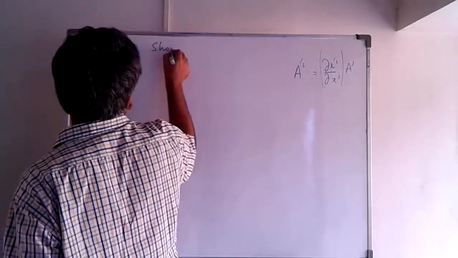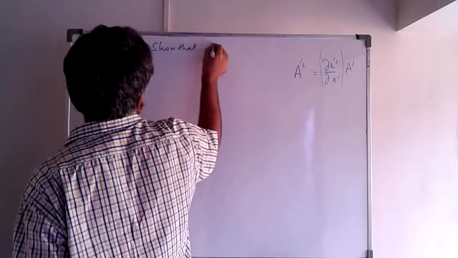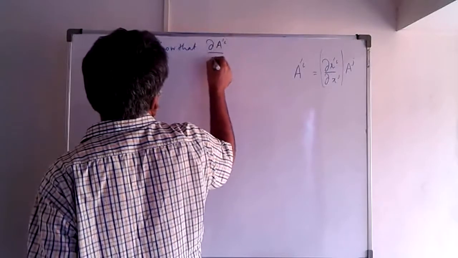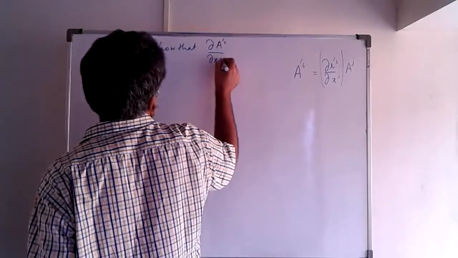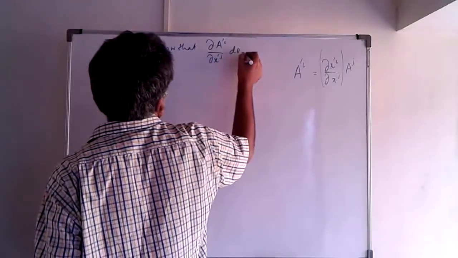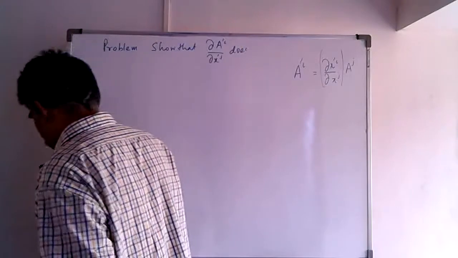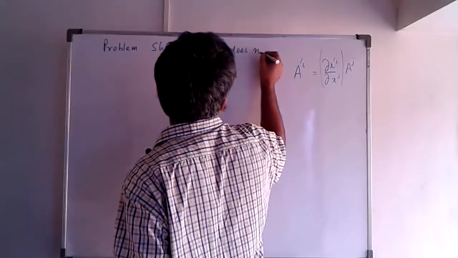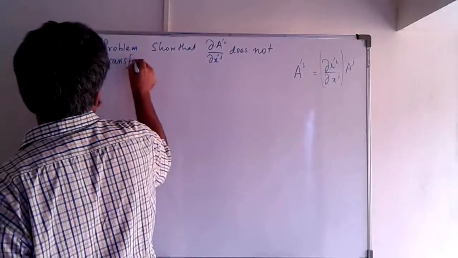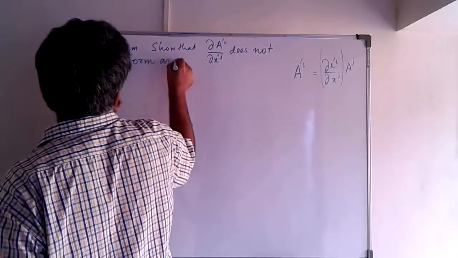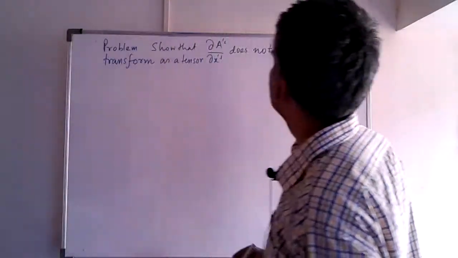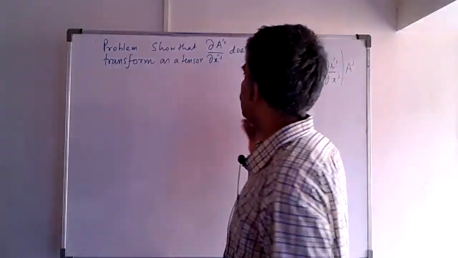Show that del A prime i / del x prime j does not transform as a tensor. How can you show this? Let's do it.